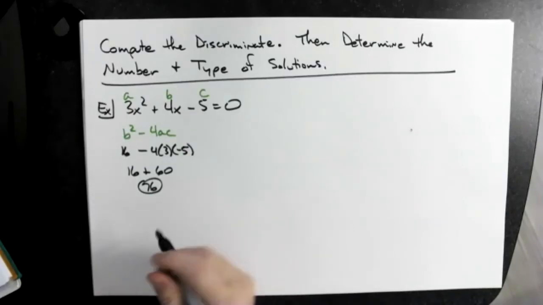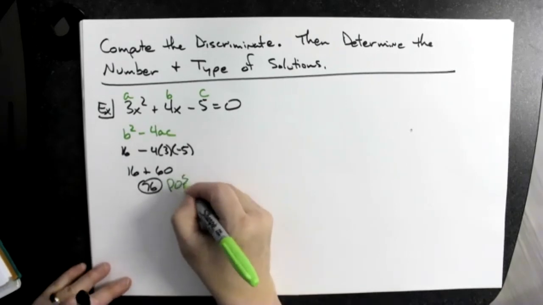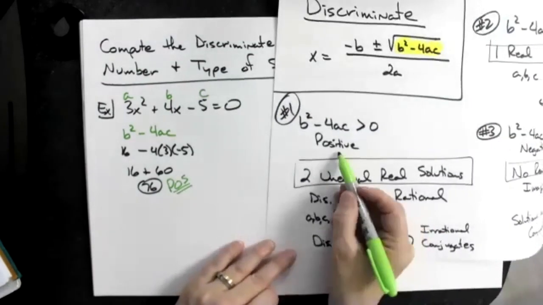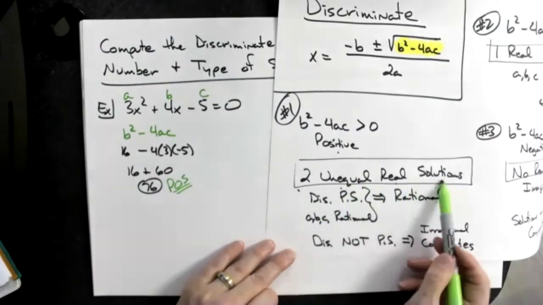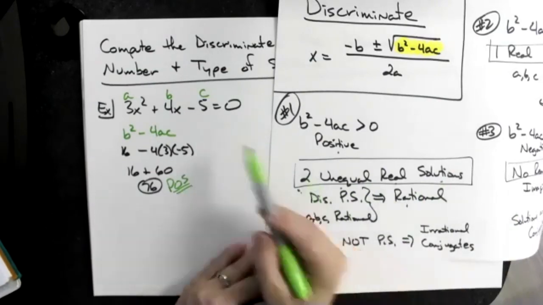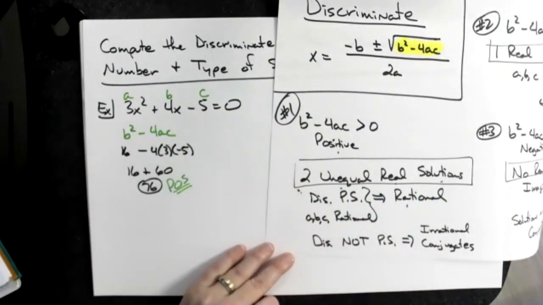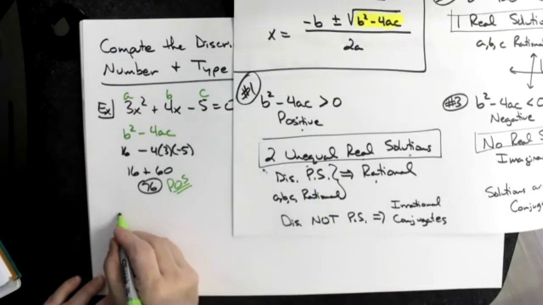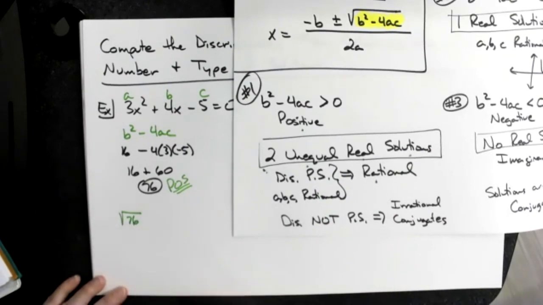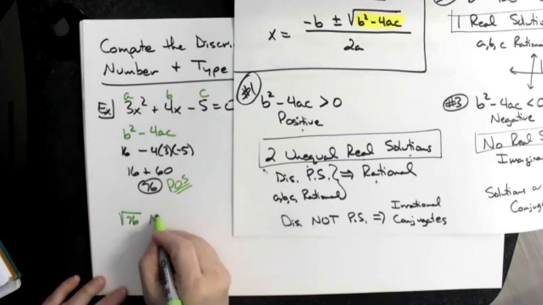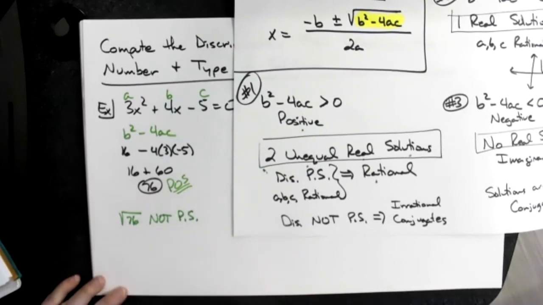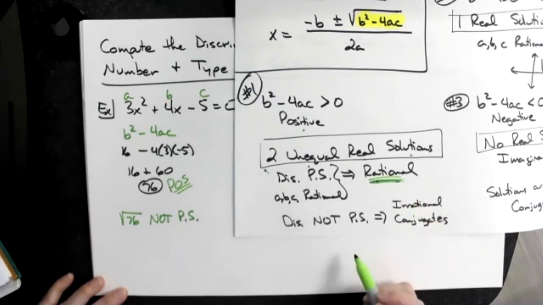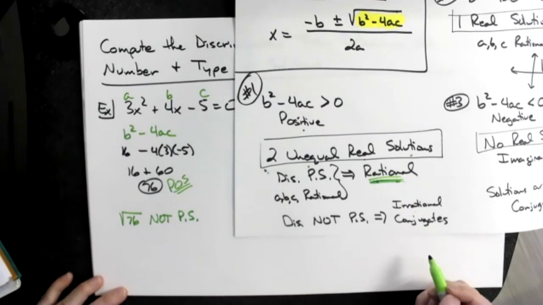I got 76. It is a positive number. So when it was a positive number, this is case 1. I know I have 2 unequal real solutions. So I have 2 solutions. They're going to be rational because those are all rational numbers. Now, oh, wait a minute. Is it going to be rational? No, perfect square. So in other words, can I do the square root of 76 in my head? That's not a perfect square. Because it's not a perfect square, they are not going to be rational. They're going to be irrational conjugates.